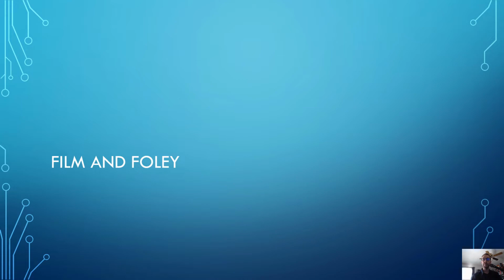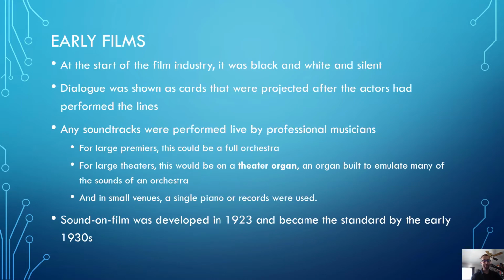Let's begin with film. So, in the beginning, there was black and white film, and it was silent. Dialogue was shown as title cards that were projected after the actors had acted and performed their lines. It wasn't very sonic or impactful. You would watch the actors act, you would see them emote, and then you would see a single line of text on a card, maybe more.